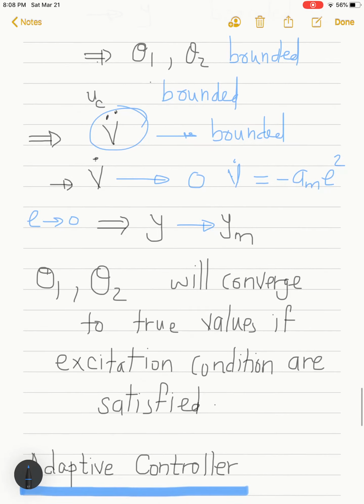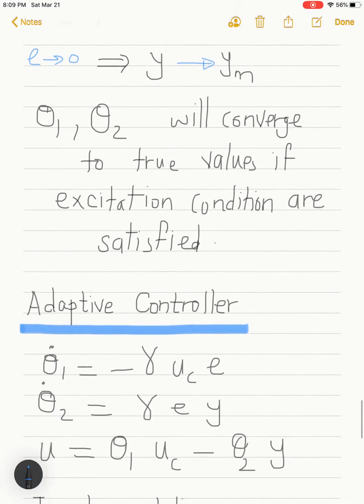Now again, theta 1 and theta 2 will be bounded, but will converge to the true values only if the excitation conditions, which is a condition related to the signal applied to the system, are satisfied, meaning it is rich enough to excite the system so that they converge to the true values. Whether they converge to the true values or not, the output of the actual system will still follow the output of the reference model.